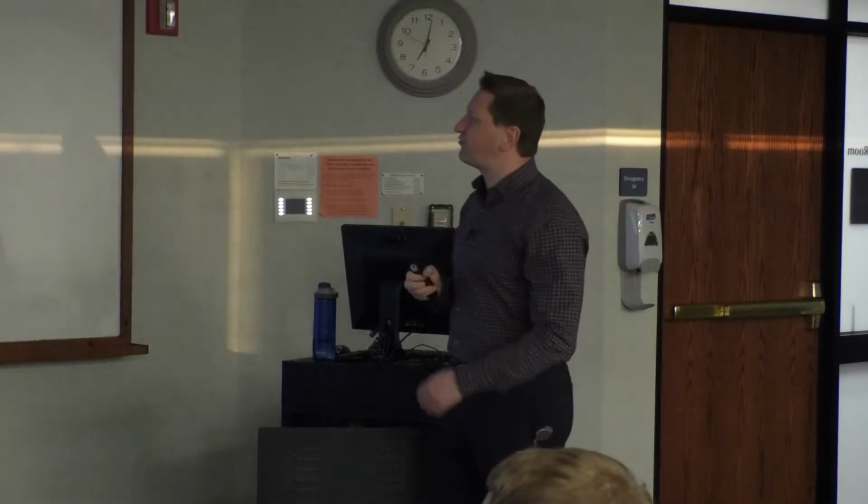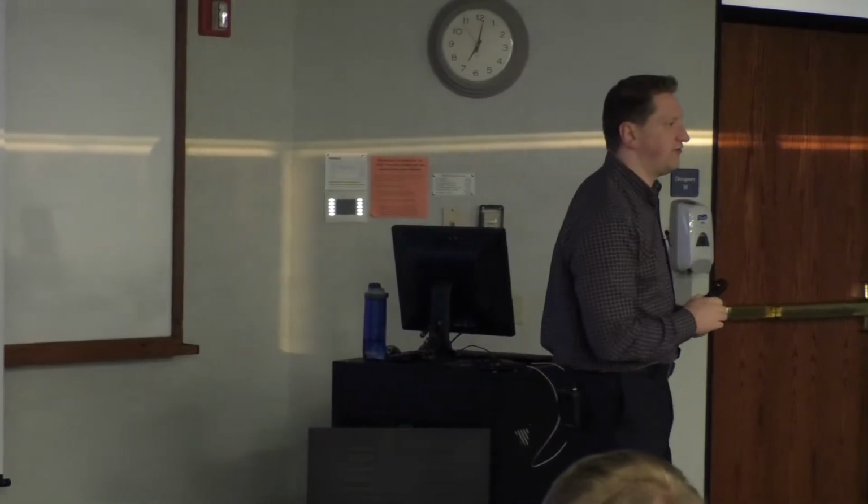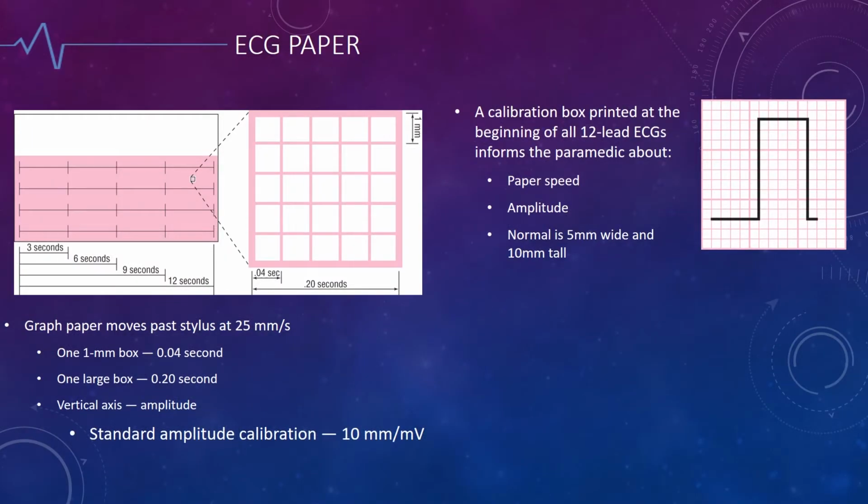EKG paper is universal across the United States, but not across the world. There are different standards in certain countries for both the speed and the scale. In the US, these are the values right here. Every small box is 0.04 seconds or 40 milliseconds. Every big box is 0.2 seconds or 200 milliseconds, okay? The vertical axis represents the scale in millivolts. There are generally 10 millimeters for every millivolt measured by the EKG. I do not believe this is testable material for you, so we're going to keep on moving.